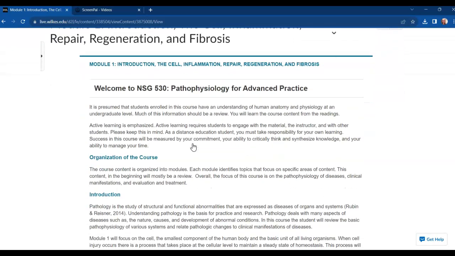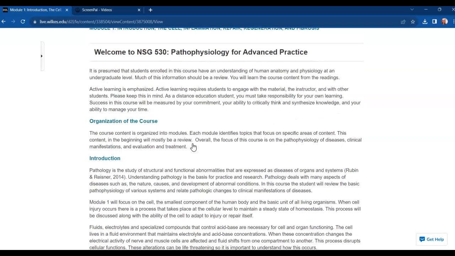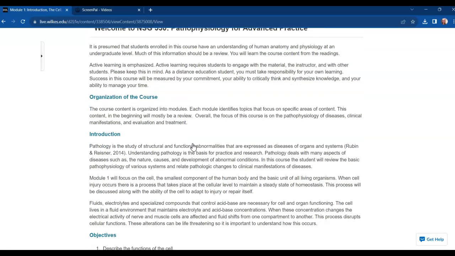So coming down is just a brief overview of path itself, and pathophysiology is understanding the process of the structure and the function of the body, so you can understand and apply that knowledge to disease processes. It's presumed that you have a basic understanding of anatomy and physiology. I understand that that's difficult for some people. It might be a good idea to go back and review some of those structures.